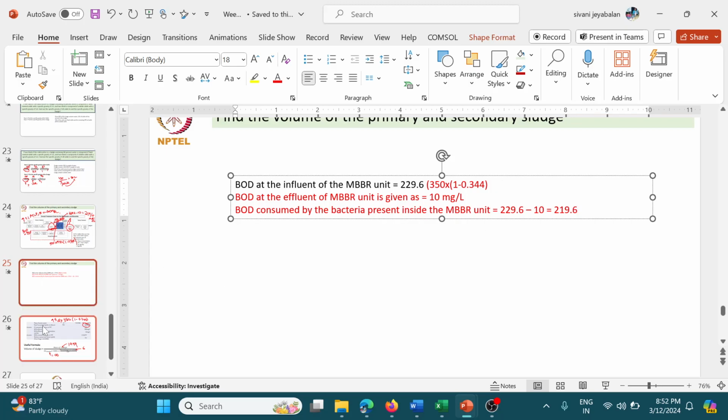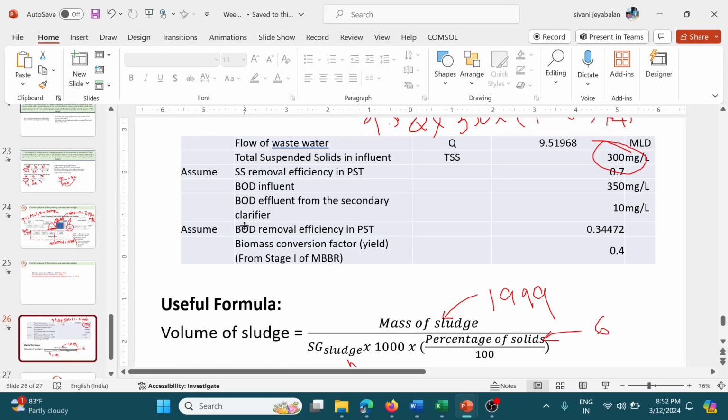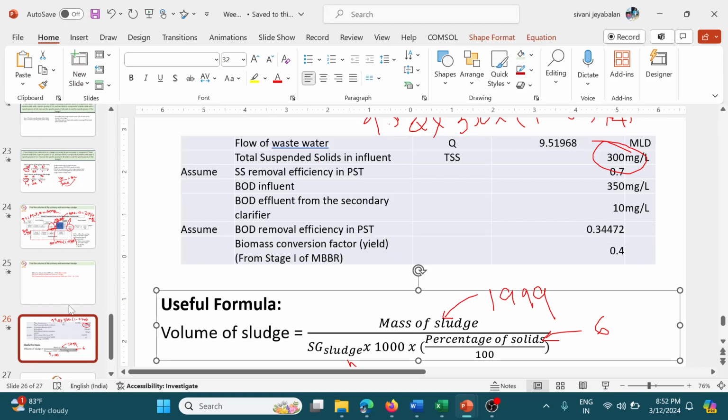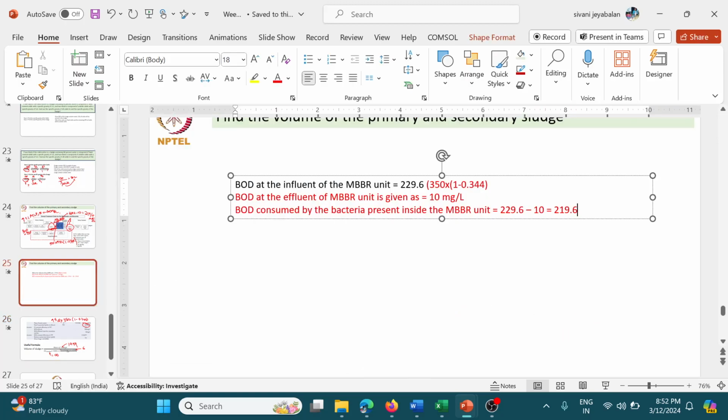Okay, now we will move to the next step. In this, the biomass conversion factor is given as 0.4. The biomass conversion factor is nothing but yield. I have explained the yield in the starting of the session itself.